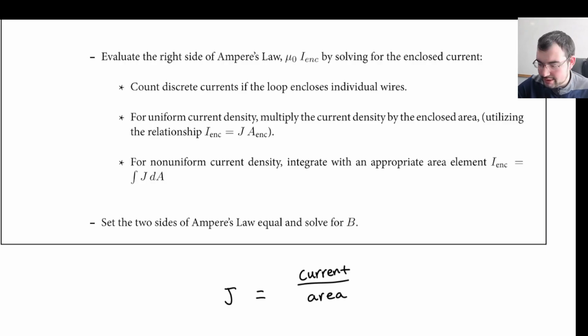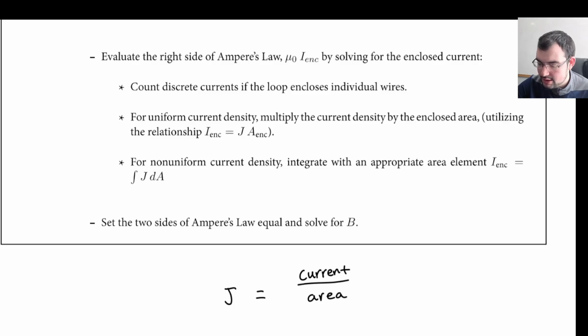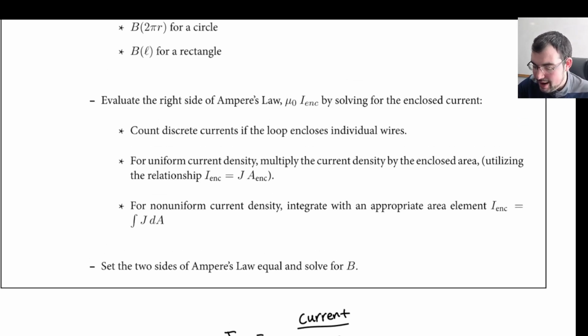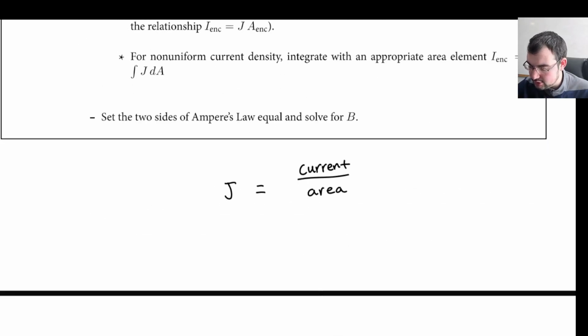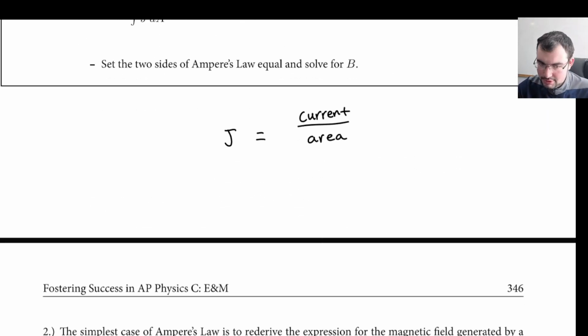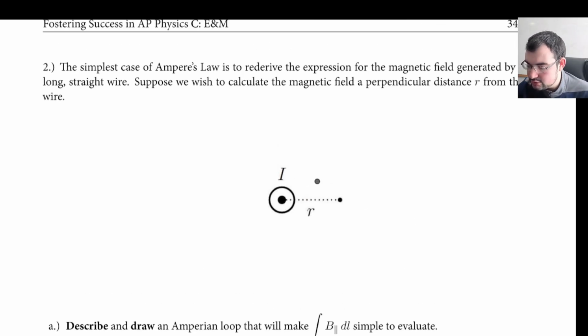So if you have an enclosed area, you just multiply J, if it's uniform, by that enclosed area. And if it's not uniform, you have to do an integral. You integrate J dA. And area is a circle, so this is another one where we build our areas out of circular rings, 2 pi r dr. Then you set your two sides of Ampere's law equal and solve. Because you have BL, it's going to be equal to mu naught times I enclosed. All right, this is the simplest case. We have done this many times, or at least use the results. So we kind of should have the power of hindsight to know what we want the answer to be.